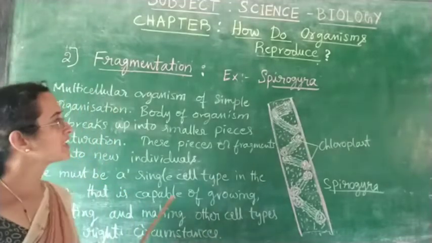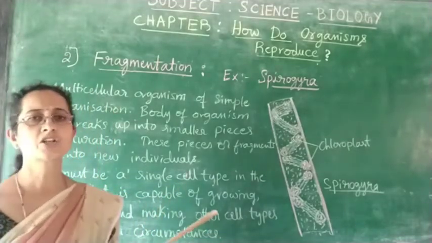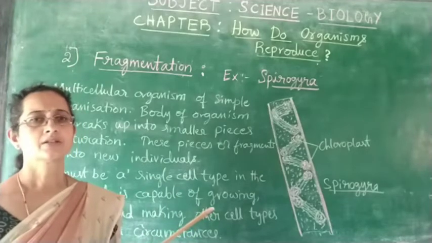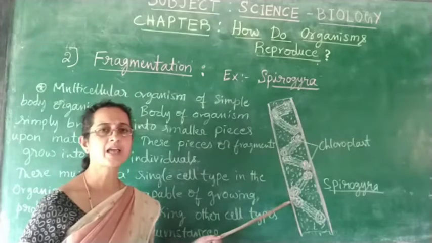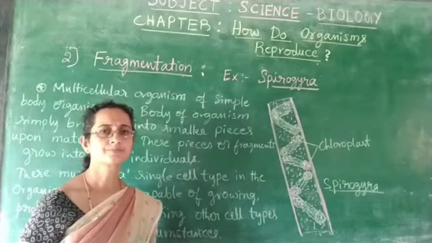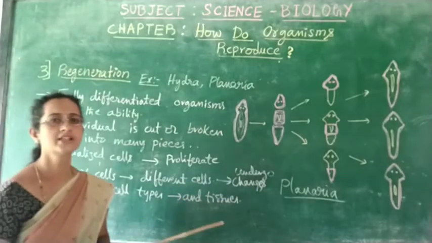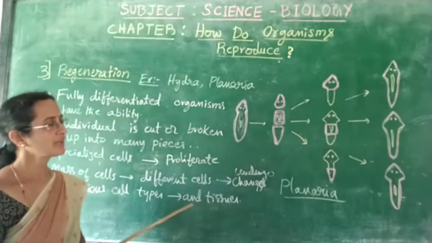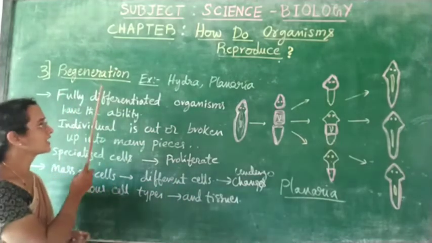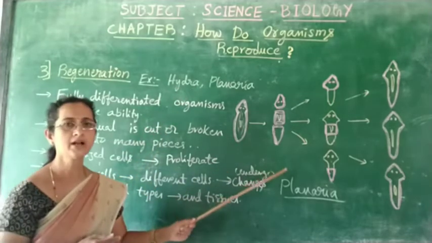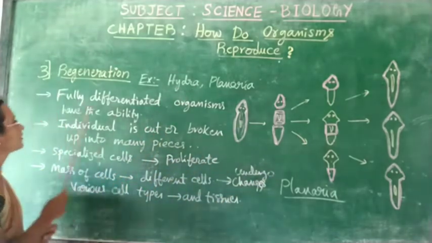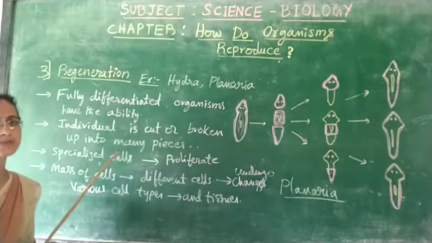So this fragmentation is another type of asexual method we are learning. So we saw that process in multicellular organisms like Spirogyra. The third type of asexual reproduction method involves regeneration, which is seen in animals like Hydra and Planaria. Here these are fully differentiated organisms.